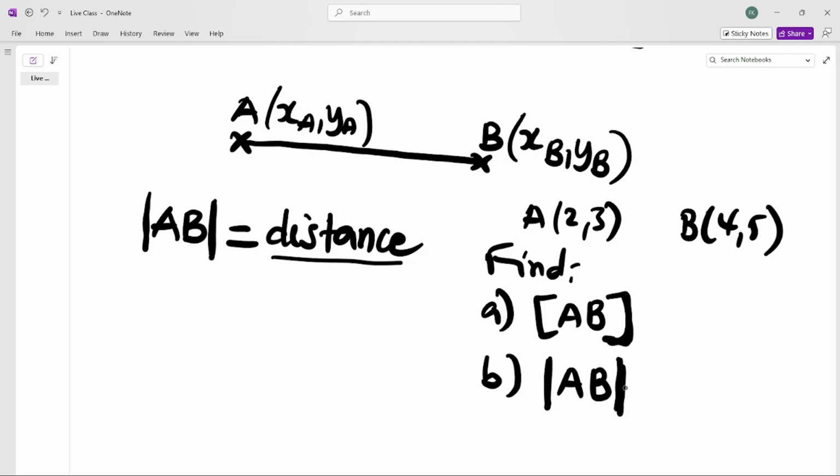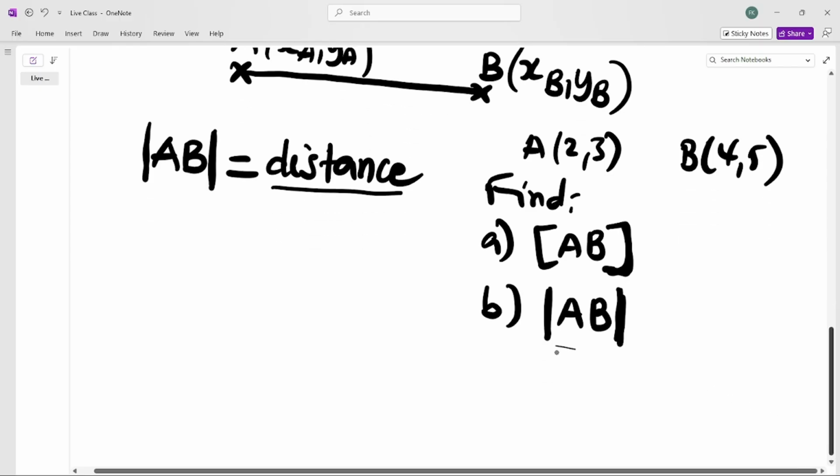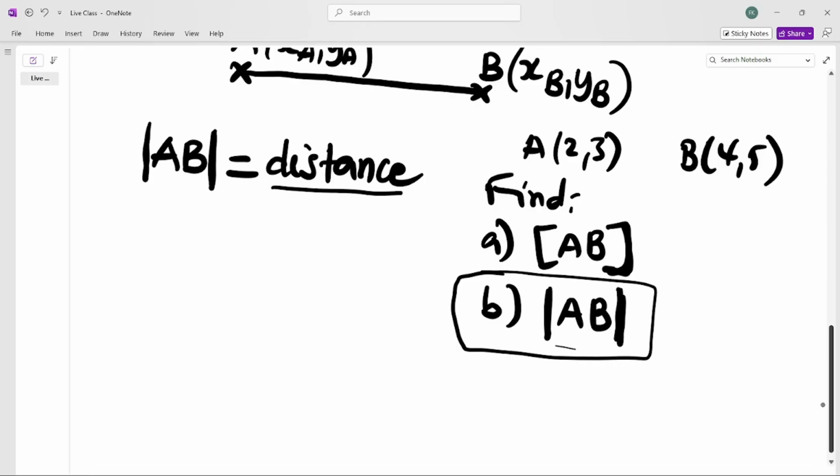I can see the second one. The second one, this one. Can you see it? No, please. This is the second one. Yes, please. Then it's what? The distance. Yes, they are finding the distance.